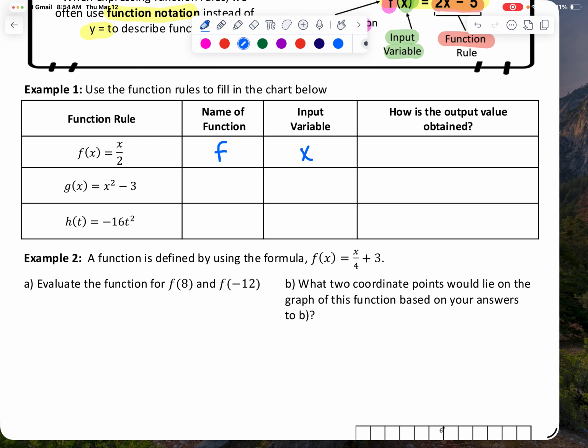Now, how is the output variable obtained? Well, you divide the input by 2. You divide the input by 2.